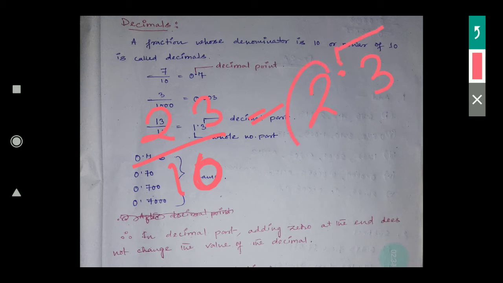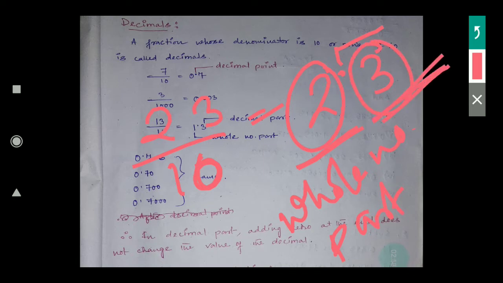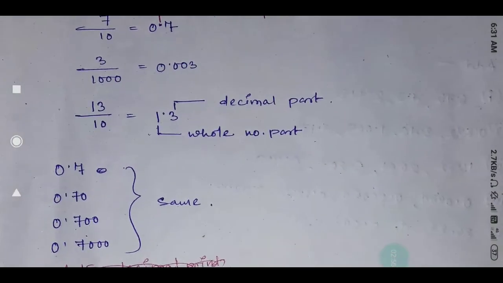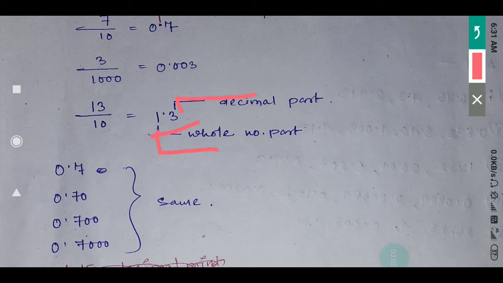The number before the decimal point is called the whole number part. And whatever numbers are there after the decimal point, all together, are called the decimal part. See here 1.3: 1 is your whole number part, 3 is your decimal part.